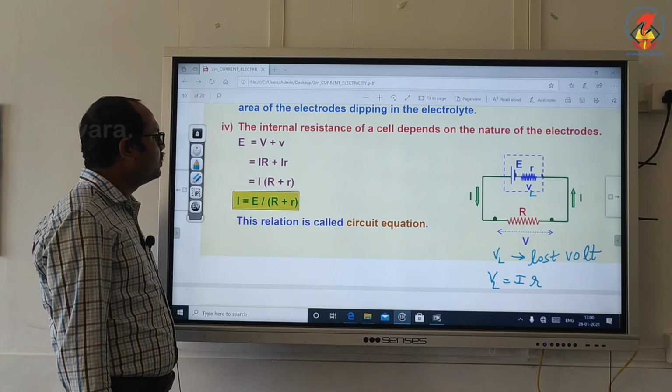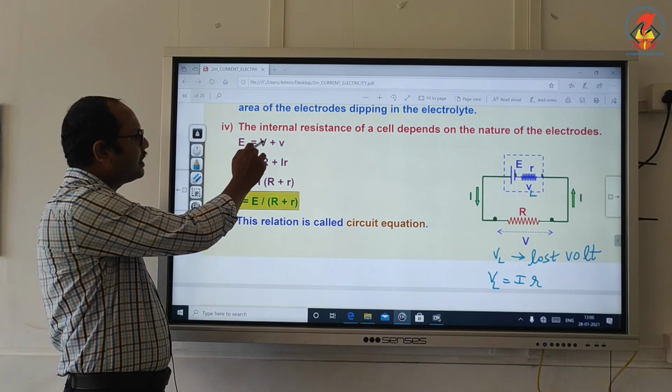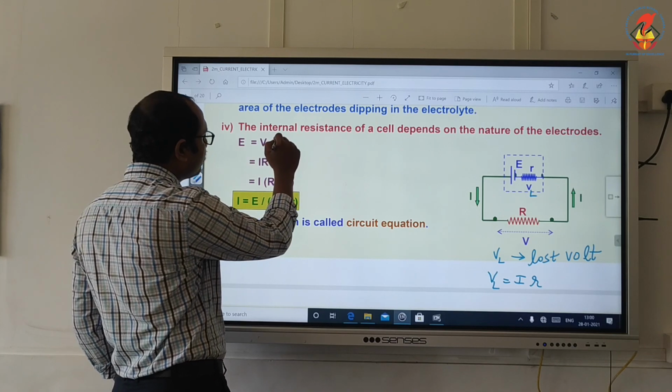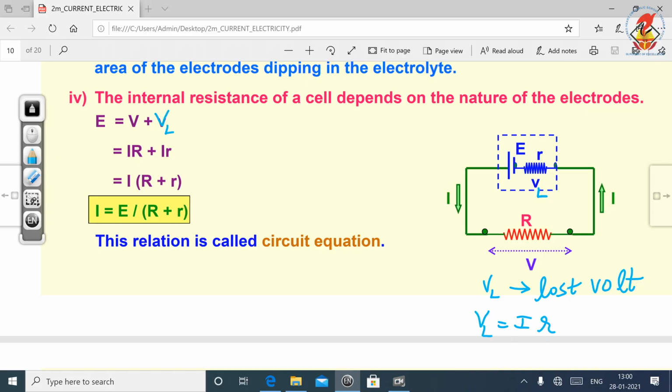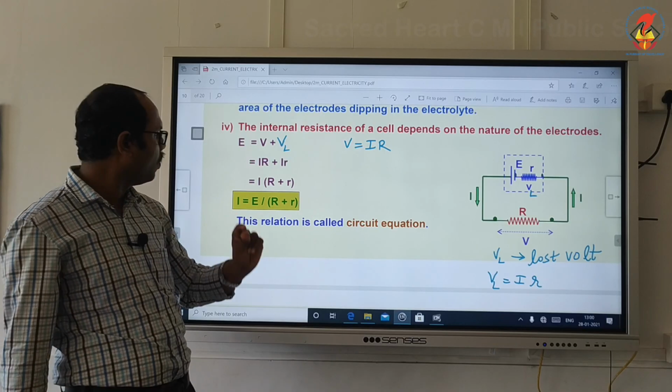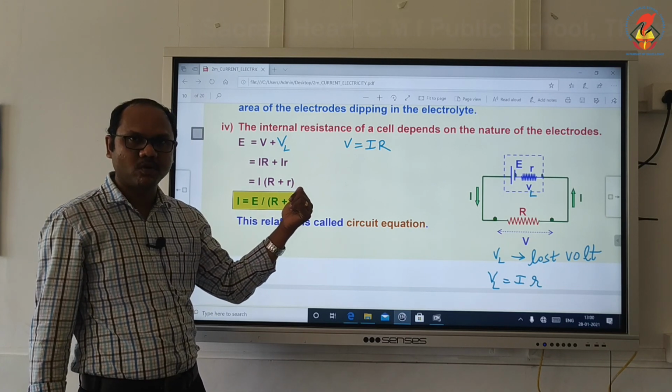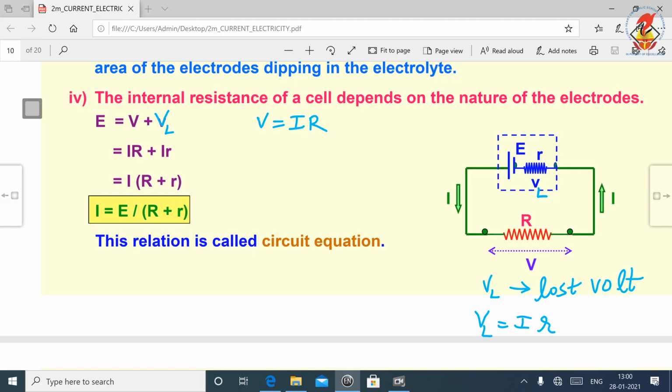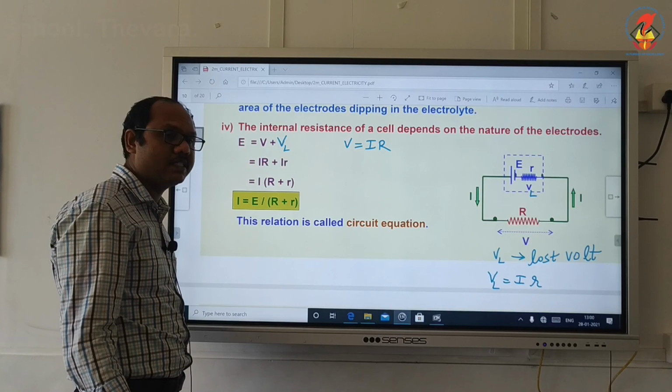Okay, so the total EMF E can be written as V plus VL, and you already know V is equal to I into capital R, right? And what is VL? I into small r. So, E is equal to I into capital R plus I into small r, or I can write I into (R plus r). So, I is equal to E by (R plus r). For the current, this relation is called the circuit equation.